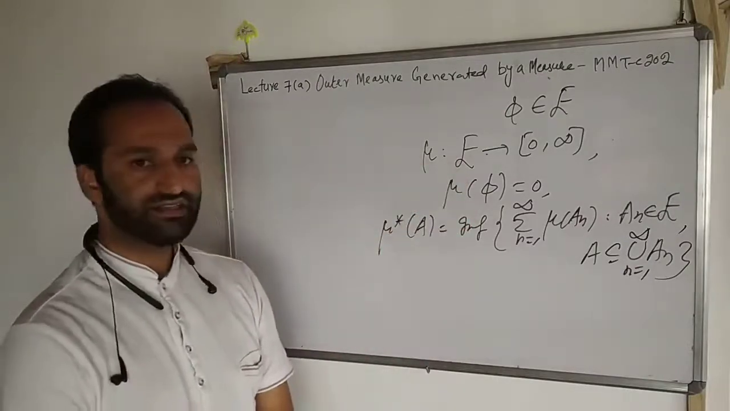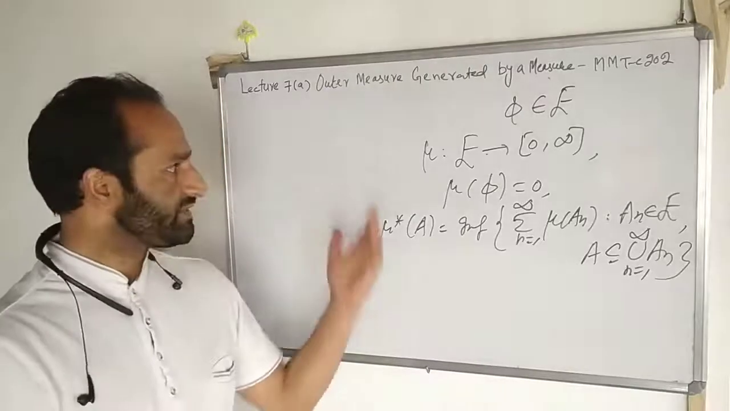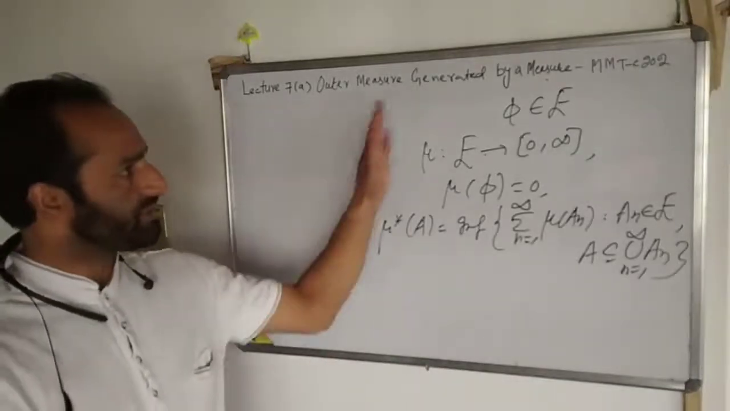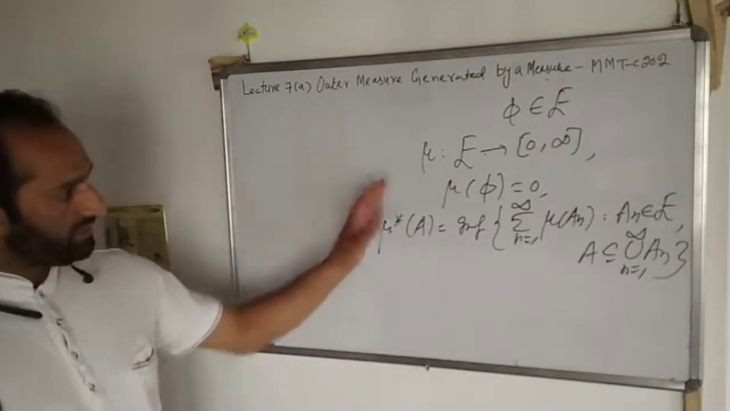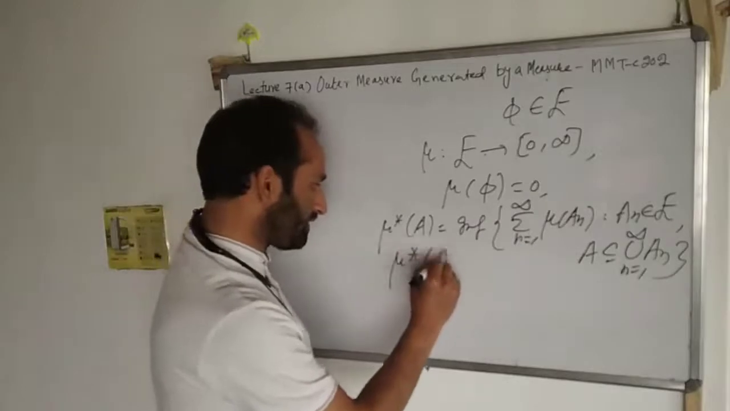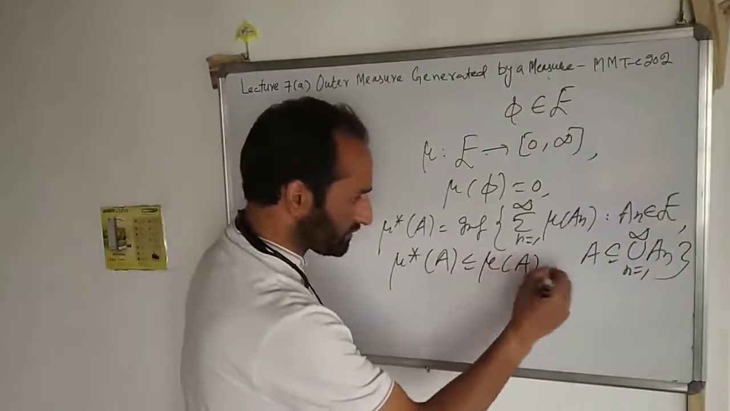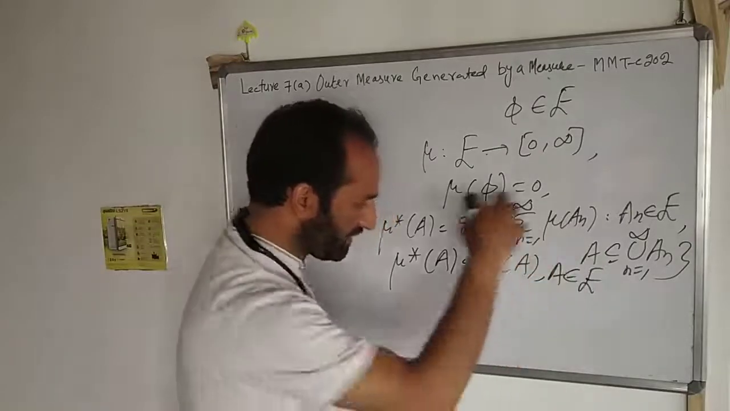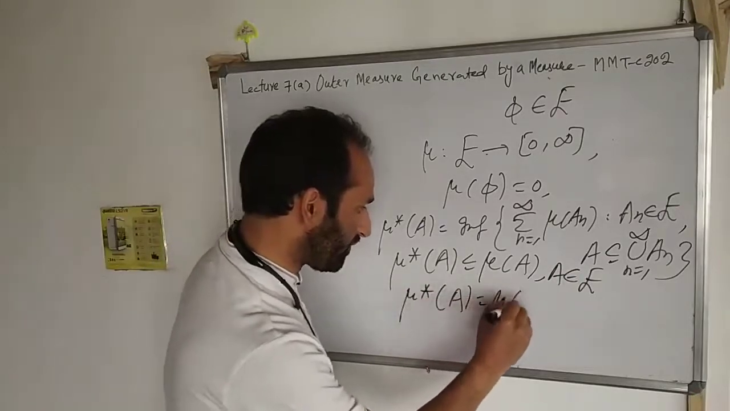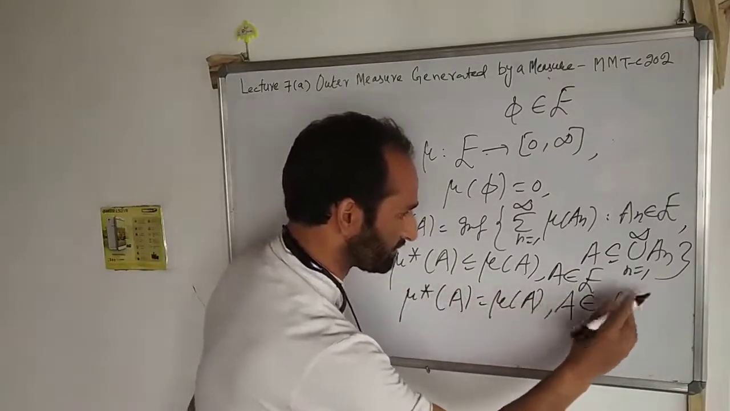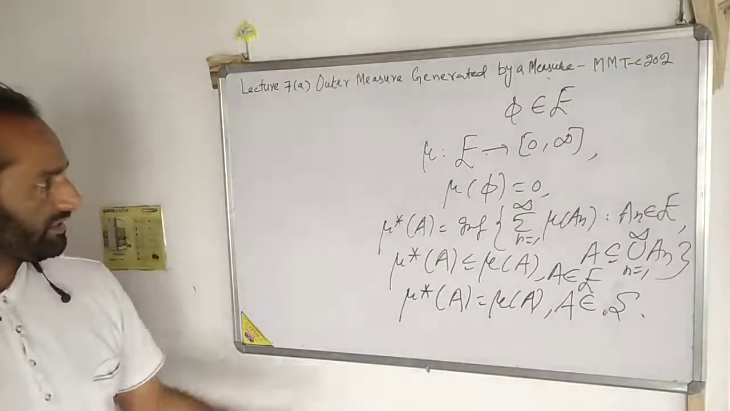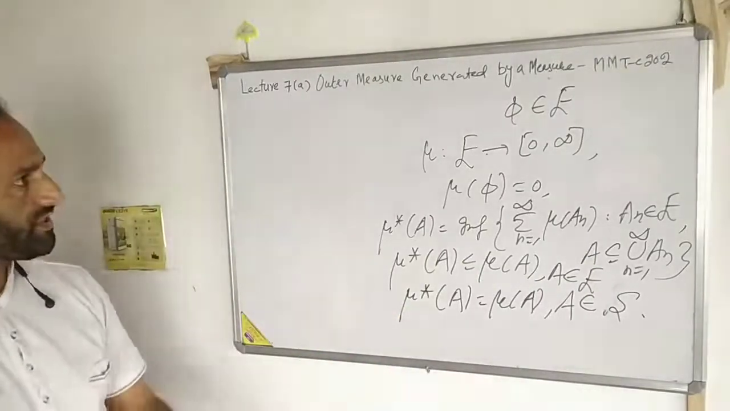Instead of F we will take a semiring S, and instead of any set function we will take a measure, and we will see certain properties of this outer measure generated by a measure. In the previous lectures, we have seen that mu star of A is less or equal to mu of A whenever A belongs to F. And here we see that mu star of A is exactly equal to mu of A if A is a member of S. In other words, mu star is actually an extension of a measure.